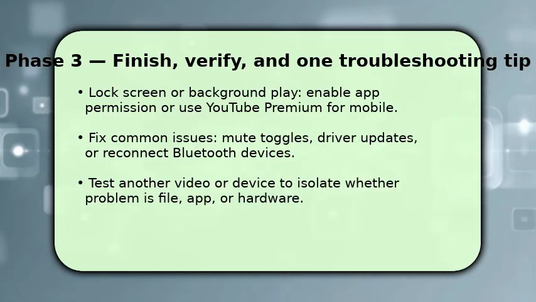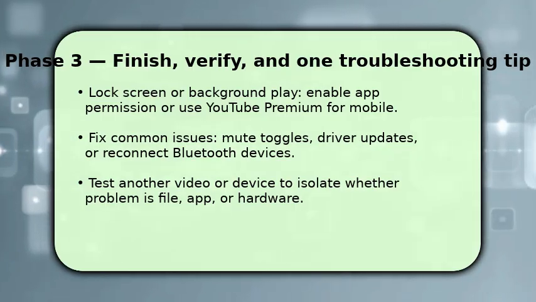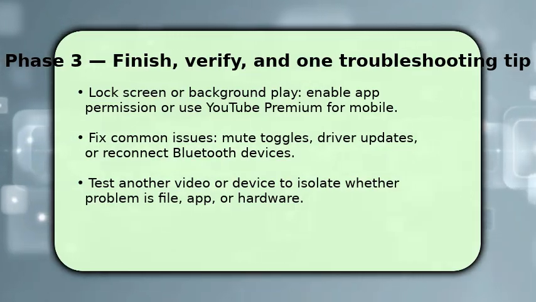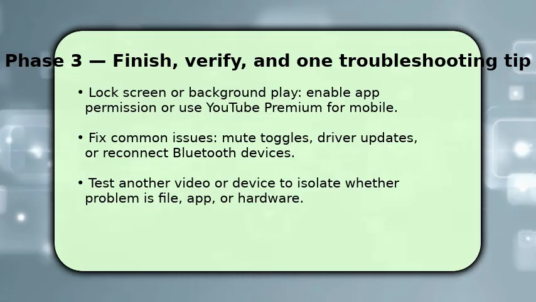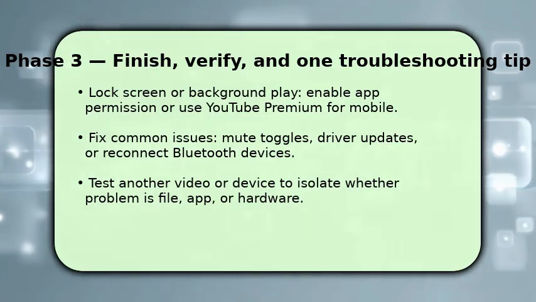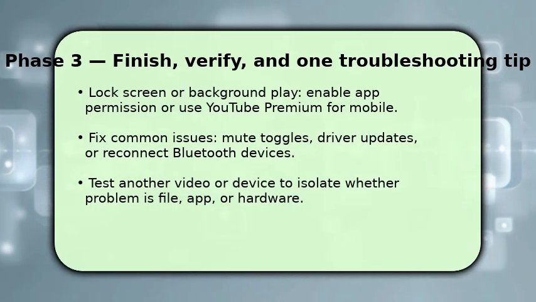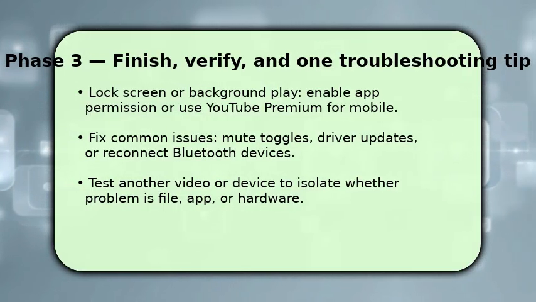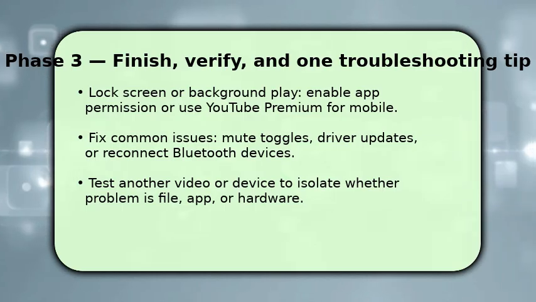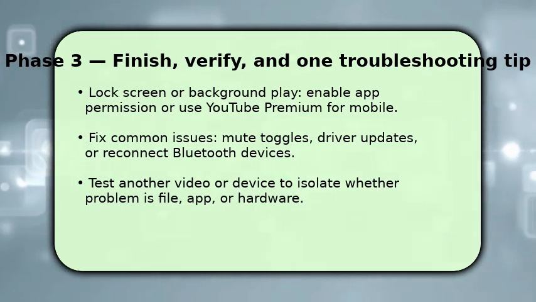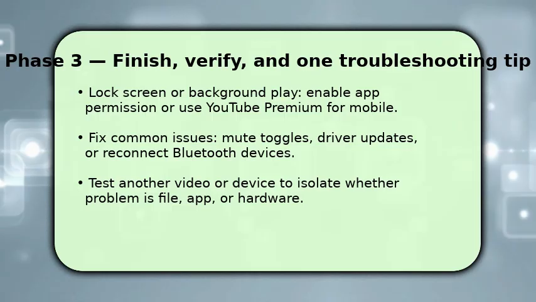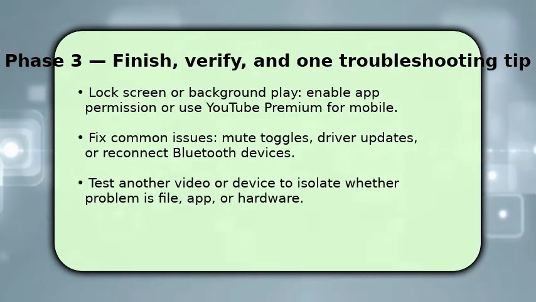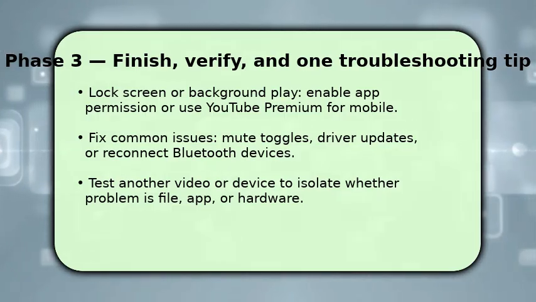If audio fails, check simple causes first. Unmute toggles in the player, update audio drivers, and reconnect Bluetooth or HDMI cables. If the problem persists, play a different video or try another device to isolate whether it's the file, the app, or your hardware. One troubleshooting tip: restarting the browser or device often resets audio drivers and resolves most issues.